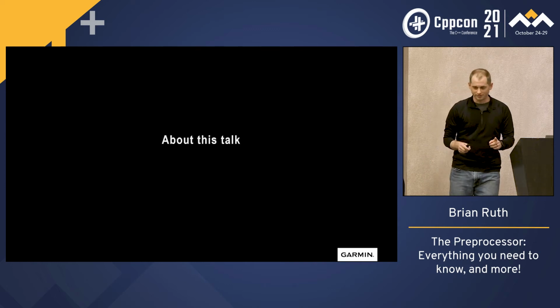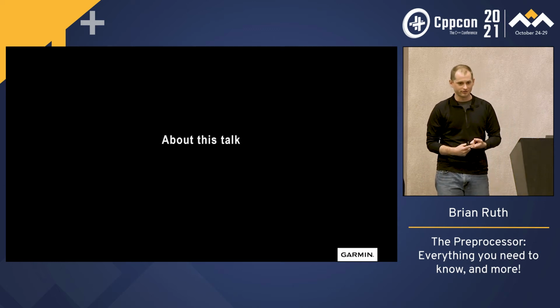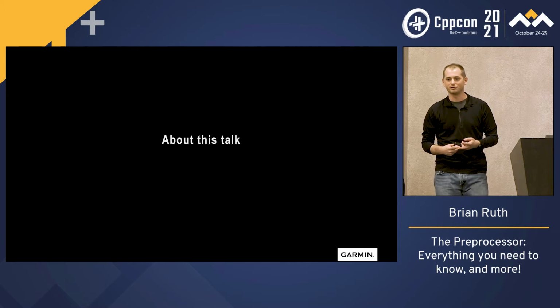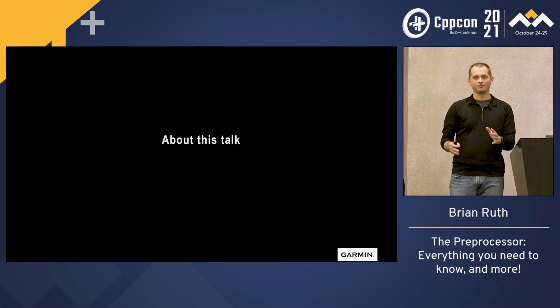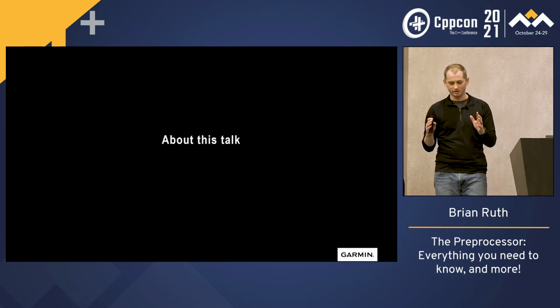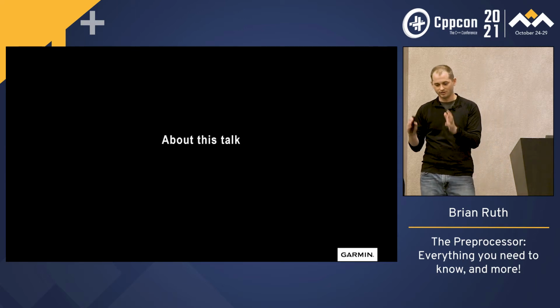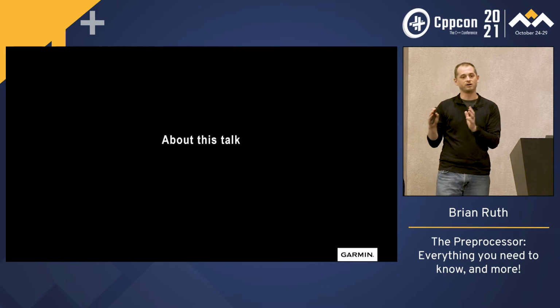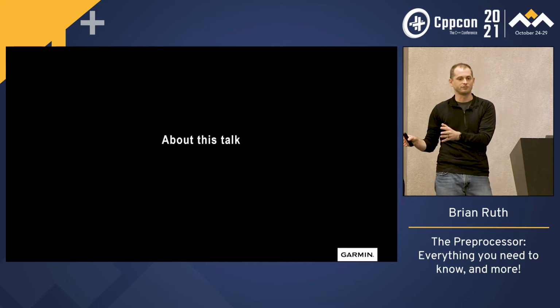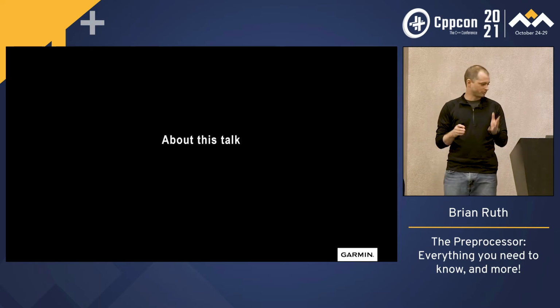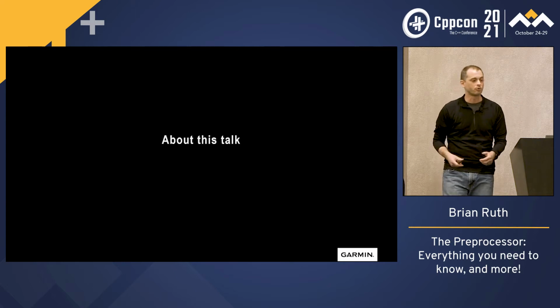About this talk: this is not advocating for or against the preprocessor. This is not about saying different ways that you should go about using it. This is basically about what the preprocessor does, the way that it's done in C, the way that it's done in C++, and here are some alternatives in certain situations that you can use. Because as we'll find out throughout this, there are still uses for the preprocessor.